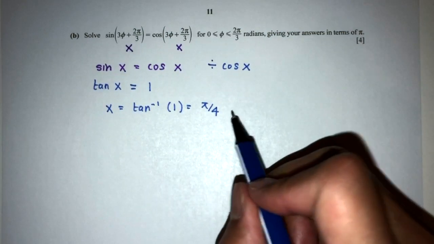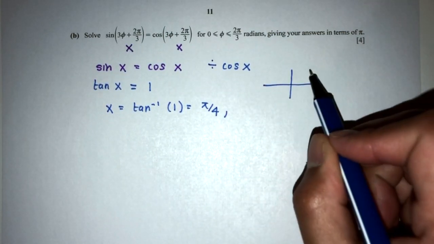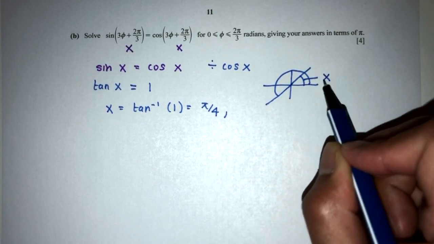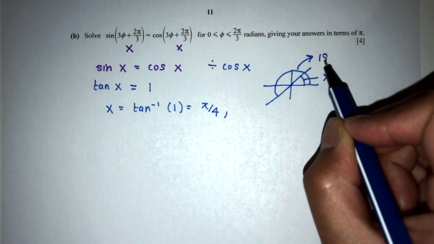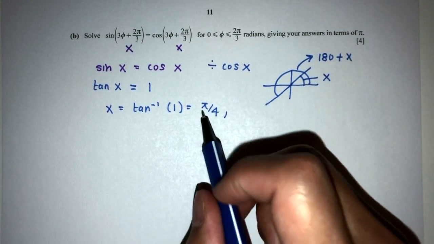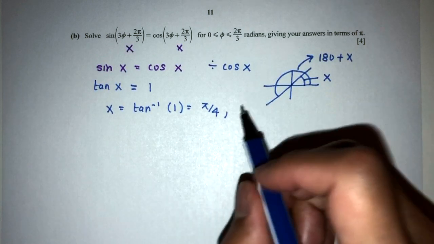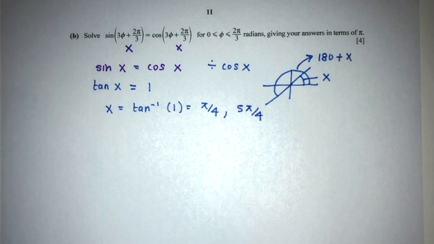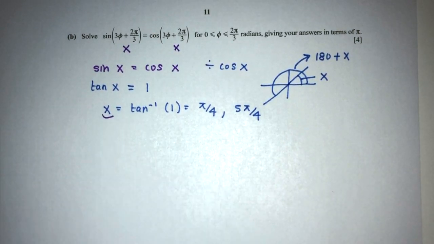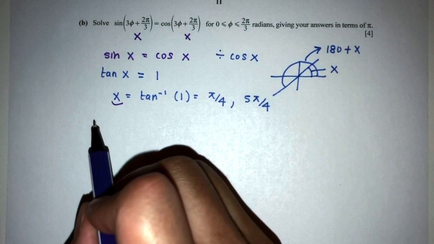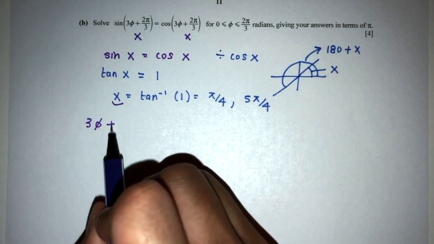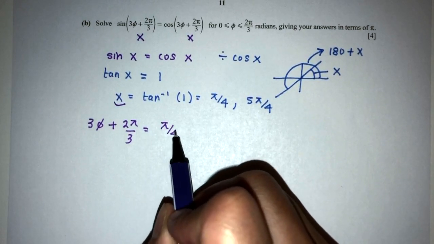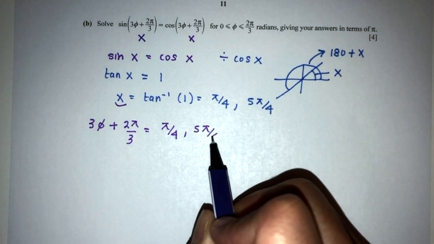Okay. And then we have to look at the quadrant. That will be in the first quadrant and the third one. This is the angle directly, which is this, and this will be 180 plus x, so pi plus pi by 4. That will give me 5 pi over 4. Now, this is for the values of x. Obviously, we're not trying to find x here. We're trying to find 3 psi plus 2 pi over 3. That will be pi over 4 and then 5 pi over 4.